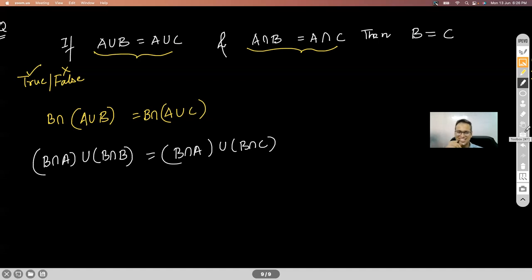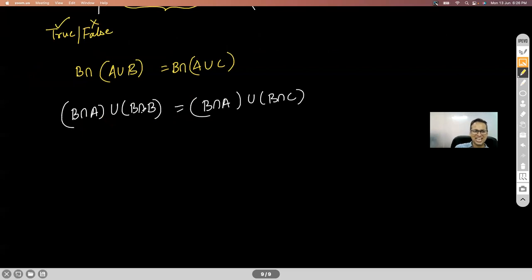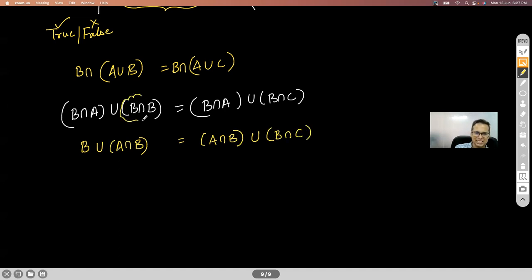Okay, now see here. B intersection B is as good as B. And this is as good as A intersection B. And this side again, I'm writing it as A intersection B, and this side as B intersection C. So everything I've written is the same, just that B intersection B I have written as just B. Is it fine? Everybody's fine with that?